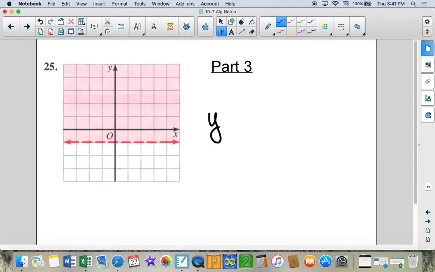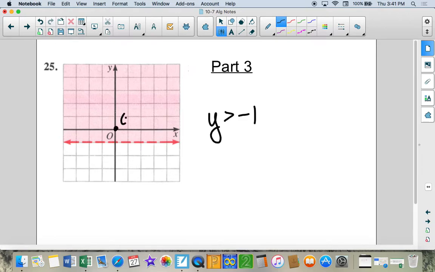So we know that it's going to be y. The line is dotted, so we know it's not going to be equal to. And I'm going to say that y is greater than -1. It's not going to be equal to because the line's dotted, and we can test.